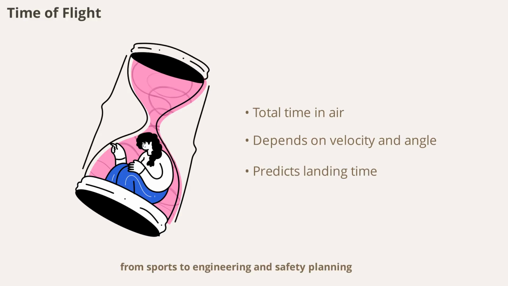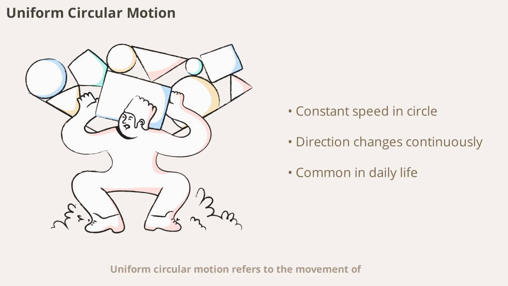engineering and safety planning. Uniform circular motion refers to the movement of an object in a circle at a constant speed. Even though the speed remains the same, the direction of motion changes continuously, which means the object is always accelerating. This type of motion is seen in many real-life situations, such as a car turning around a curve or the Earth orbiting the Sun. Understanding uniform circular motion is key to analyzing forces and accelerations in circular paths.